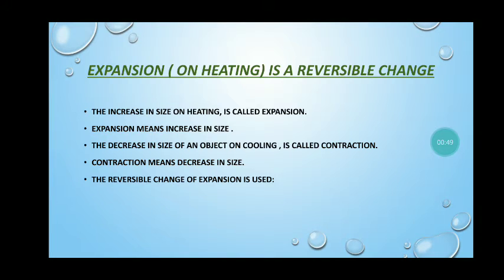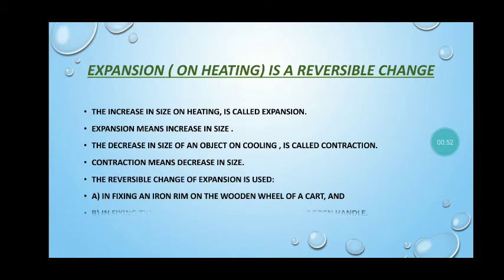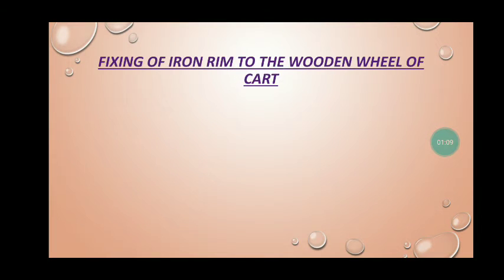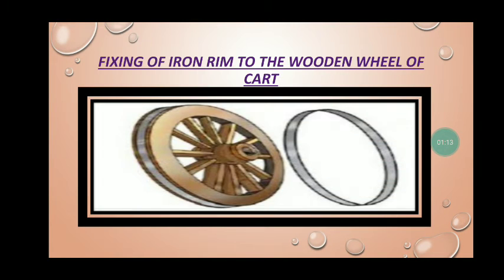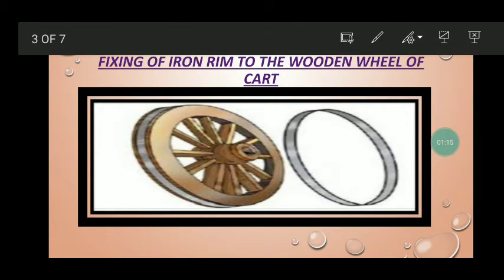The reversible change of expansion is used in fixing an iron rim on the wooden wheel of a cart, and in fixing the iron blade of a digging tool to a wooden handle. Let's discuss one by one. Fixing of iron rim to the wooden wheel of a cart. So you can see in this picture, this is a rim, okay?